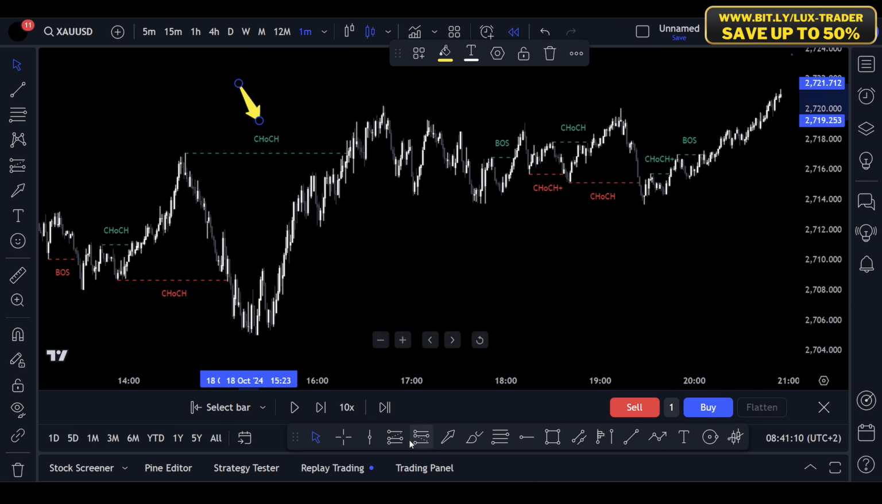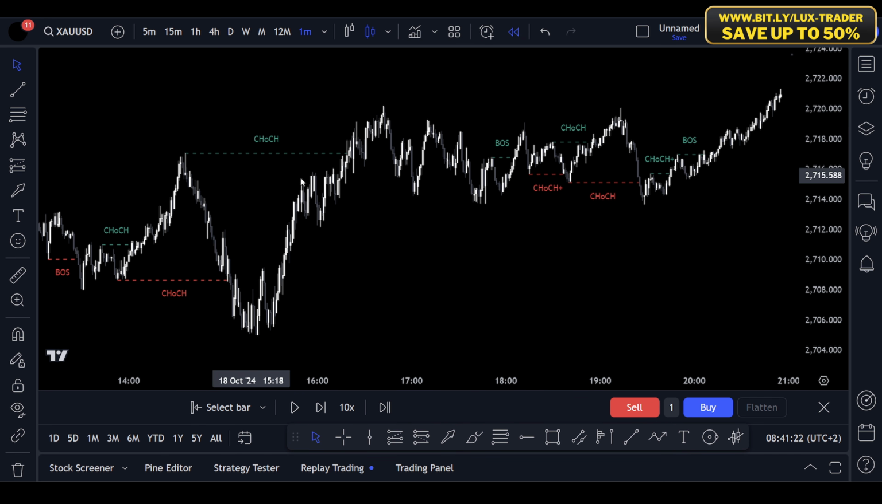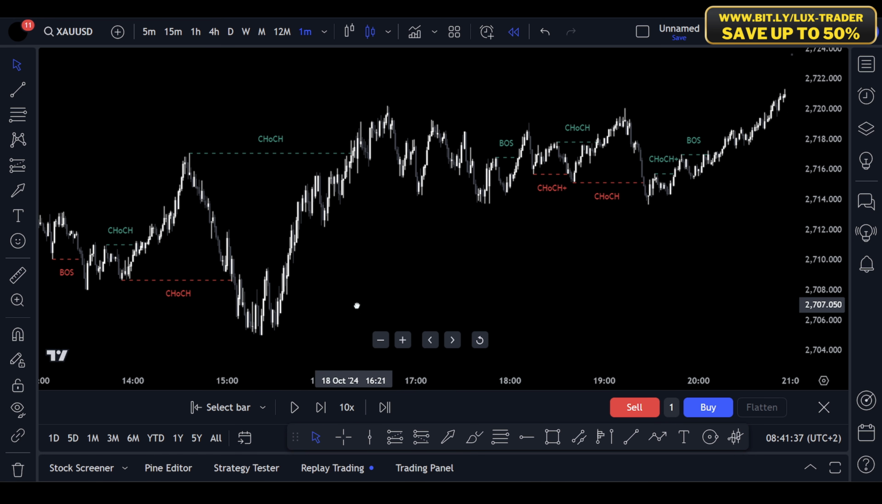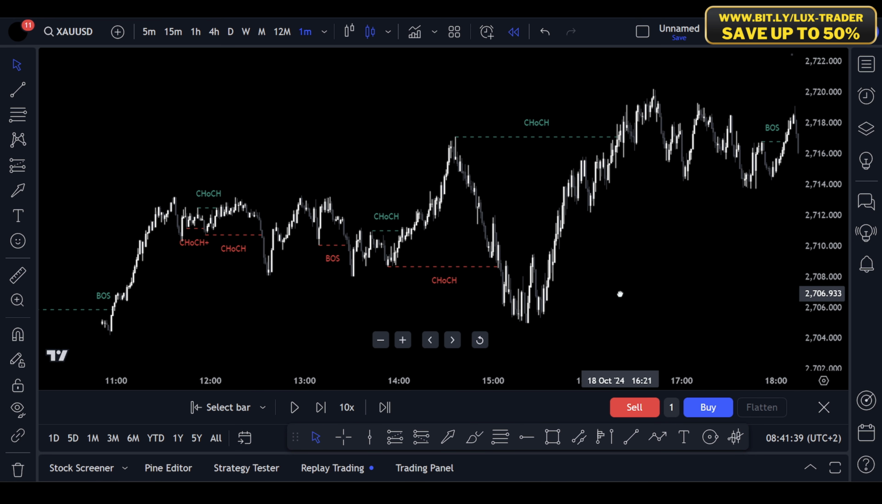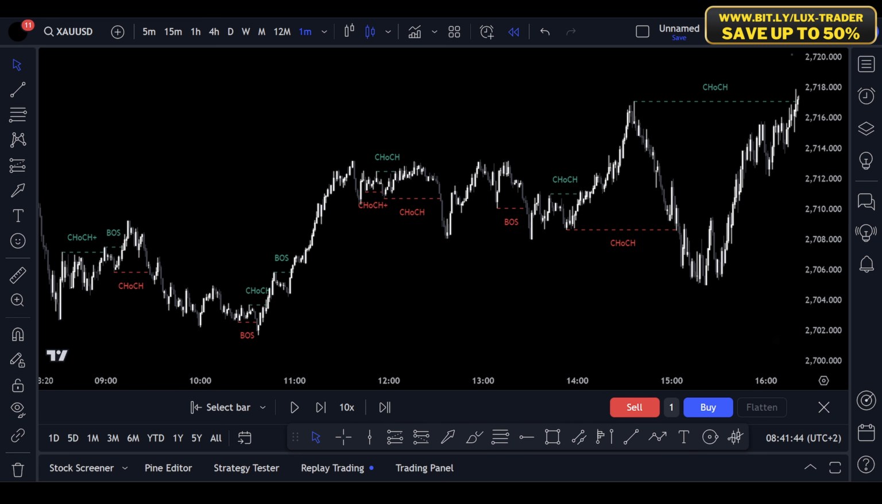These labels are CHOC and BOS, which help us confirm market reversals or trend continuation. Green labels signal potential buy opportunities, while red labels indicate sell opportunities. CHOC means change of character and marks a shift in market direction, indicating a potential reversal. BOS means break of structure and signals a continuation of the current trend by breaking a significant level of support or resistance. Together, these labels help confirm whether the market is reversing or continuing its trend, giving more confidence to trade entries. Combining these with trend lines and the buy and sell signals creates a strong confluence.